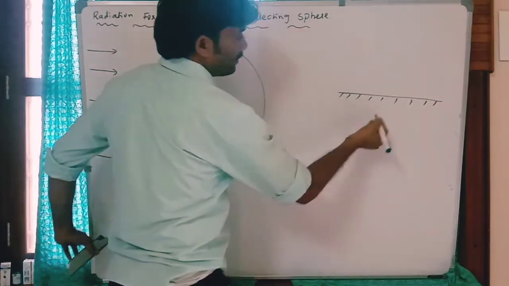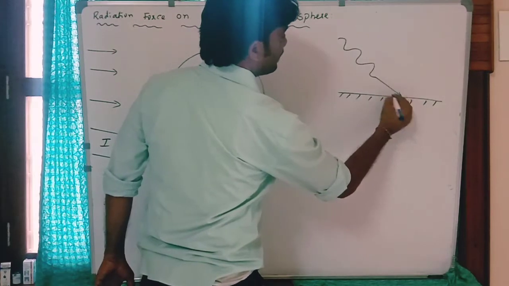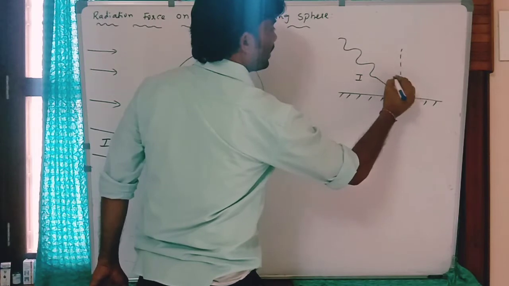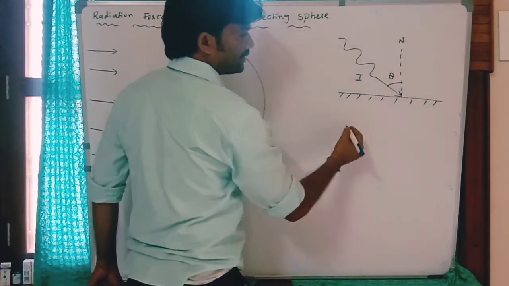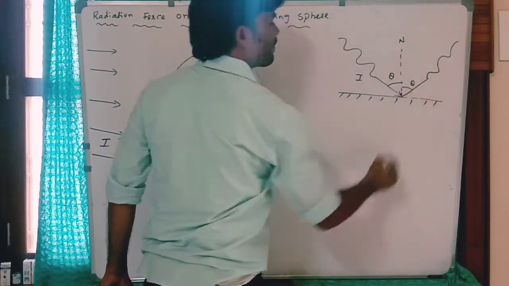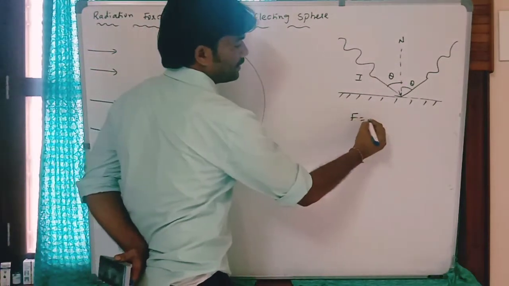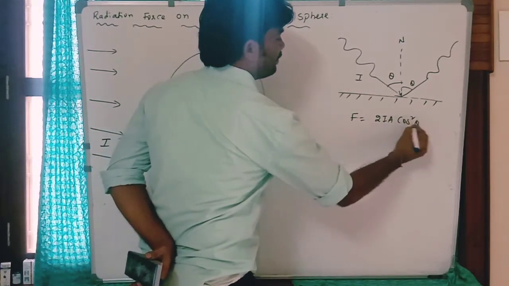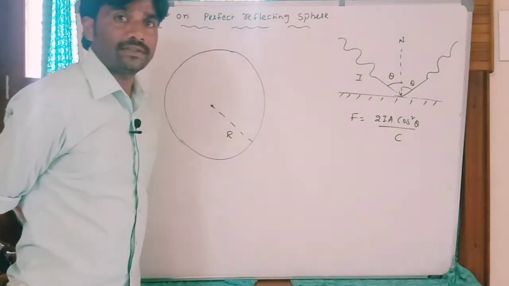If it is a perfectly reflecting surface and this is the radiation of intensity I, if it strikes this surface with an angle theta with the normal of the surface and reflects with the same angle, the force exerted by this radiation on this surface, we have already written, is 2IA cos square theta by C. That is the radiation force on a perfectly reflecting surface.